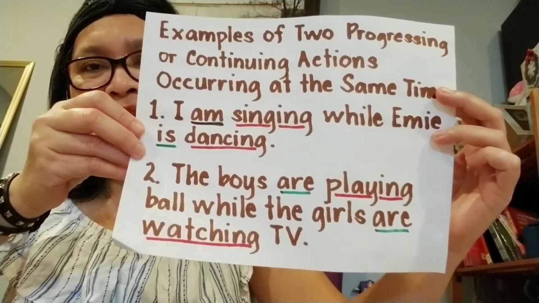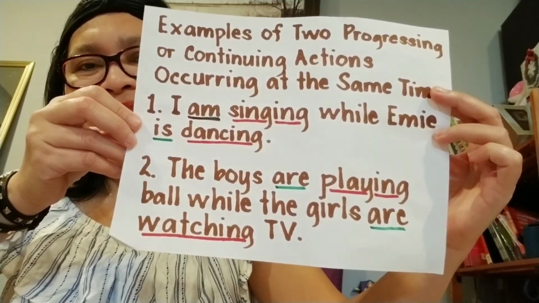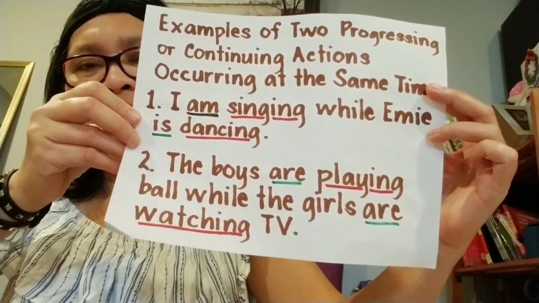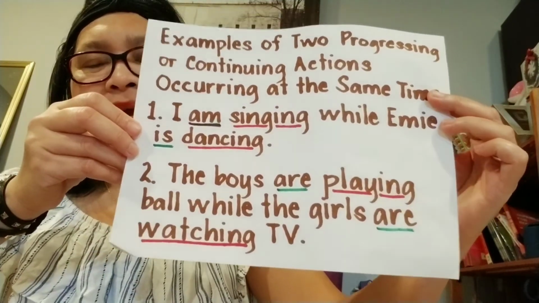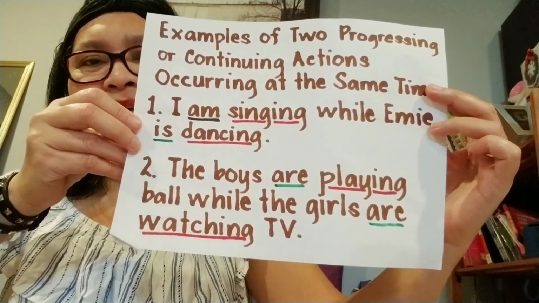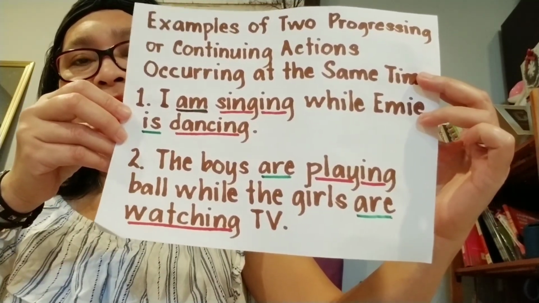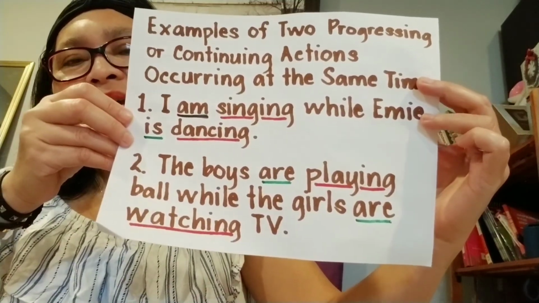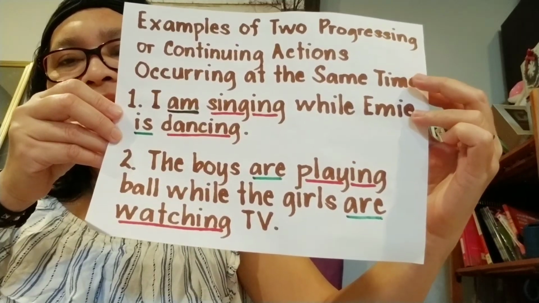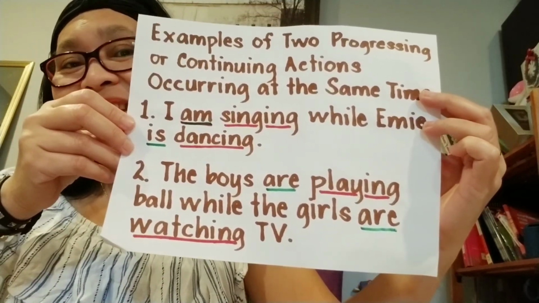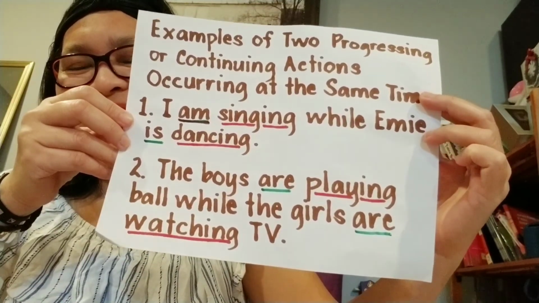In number 1, the two continuing actions are singing and dancing, while in number 2, the two progressing actions are watching and playing. And the sentences are in the simple present progressive tense since the helping verbs used are in the present form of the verb: am, is, and are. Sounds ing, right? Because it's a progressive tense.